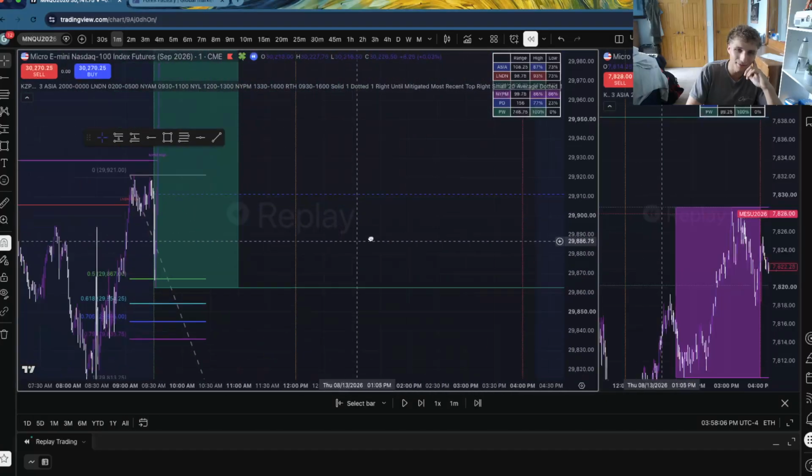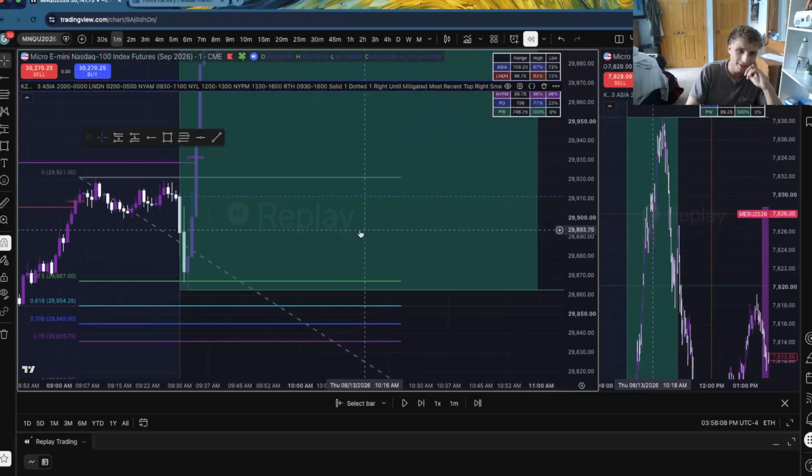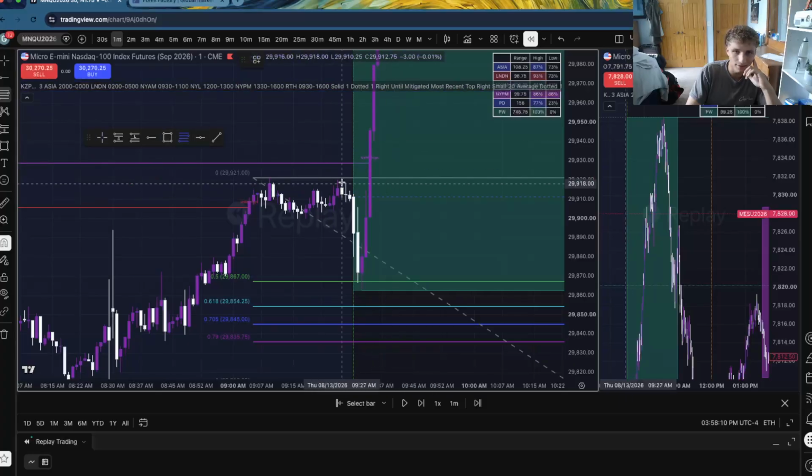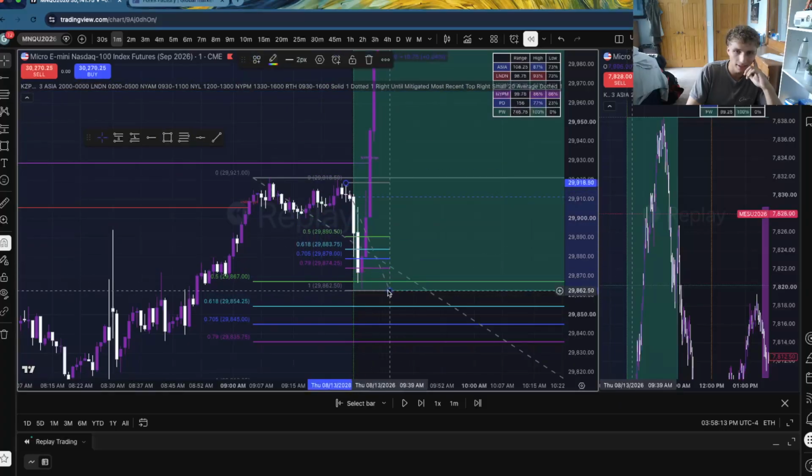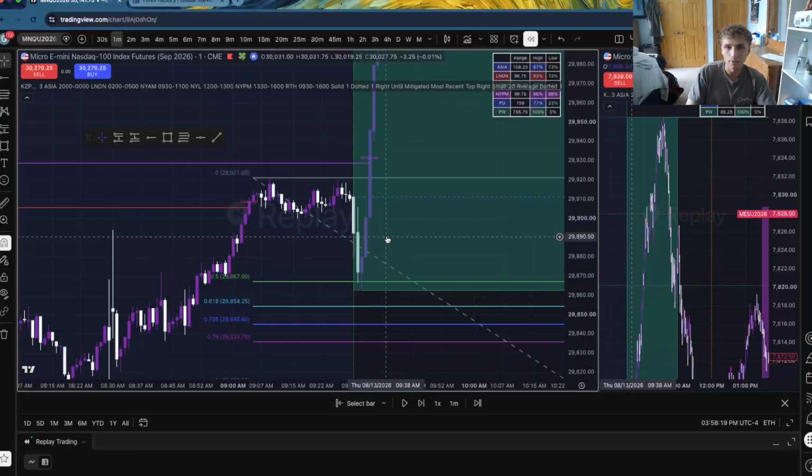I need to put replay mode on or something. It can be the high and low of this little move right here. Right? It's the same thing. It doesn't matter how big the move is, as long as it's a move.